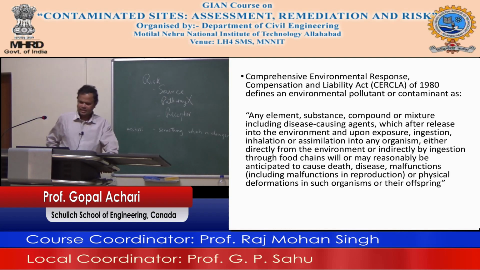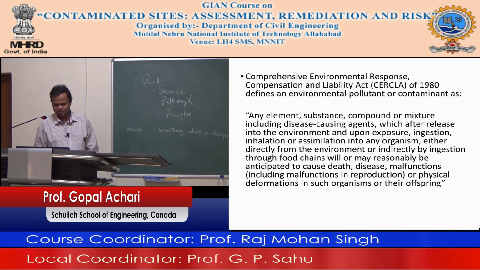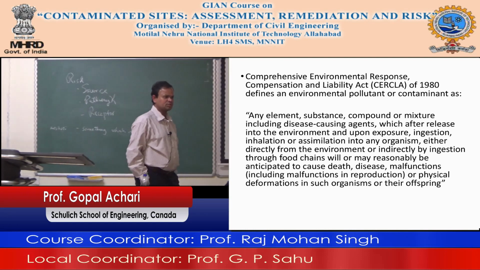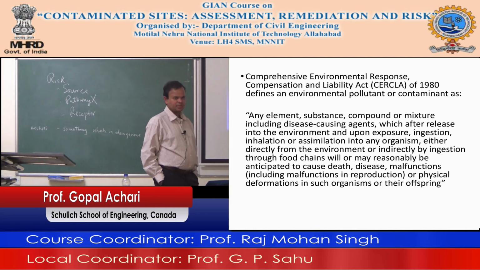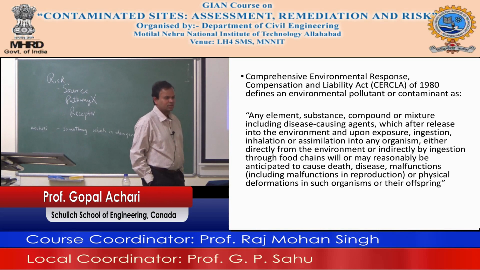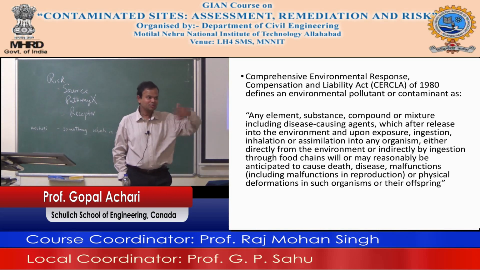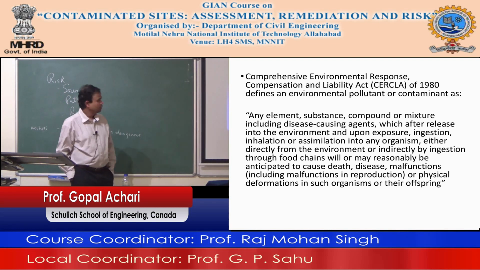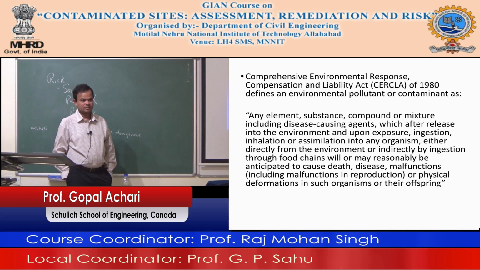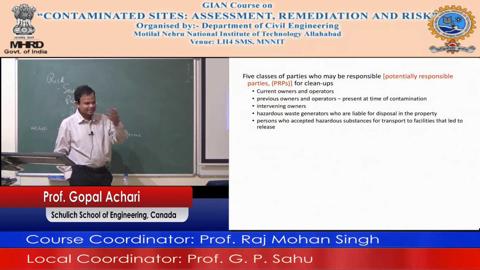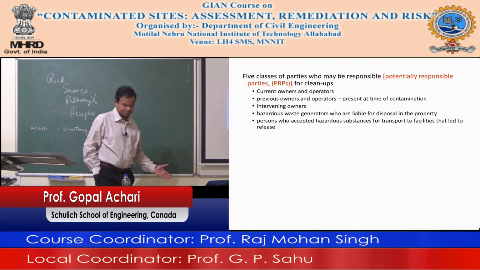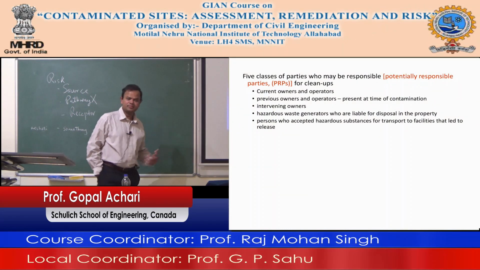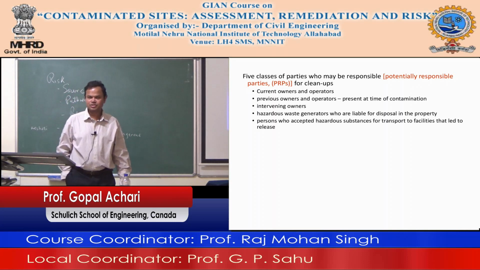So they define what are known as five potentially responsible parties, or PRPs, for cleanup, because remember, you have to have the polluter pay. Somebody has to pay for this, otherwise the government has to pick up the tab. Number one is current owners and operators. If you own the land and you are polluting it, you pay for it. Previous owners and operators who were present at the time of contamination. I happen to own the land, I sell it to you, you haven't done anything, but the liability is still mine. Even if I've sold the land to you, I still hold the liability.